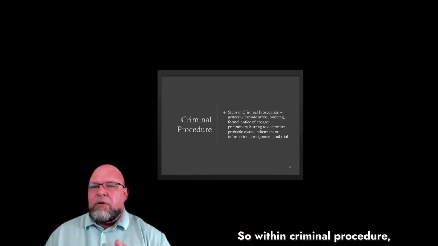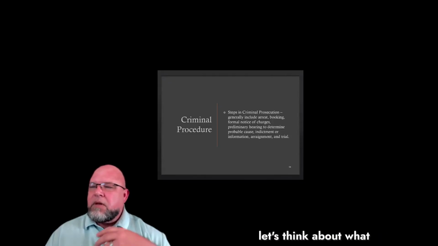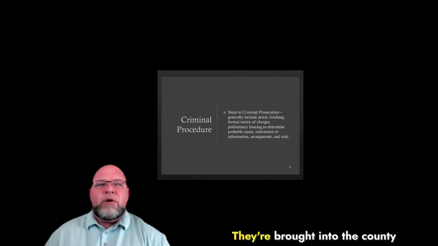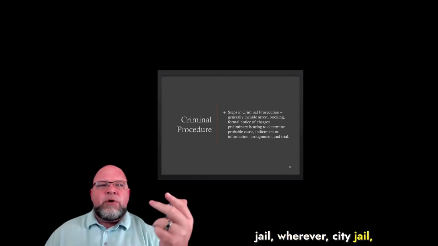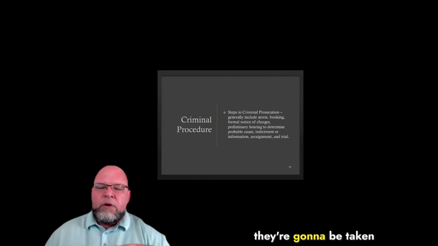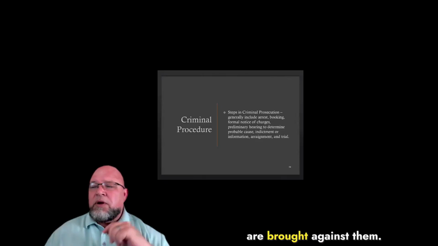All right, so within criminal procedure, let's think about what those steps are. You have the arrest of a suspect. They're brought into the county jail, wherever, city jail, and they're booked into jail. At some point, they're going to be taken in front of a judge. They're going to be given a formal notice of whatever charges are brought against them.